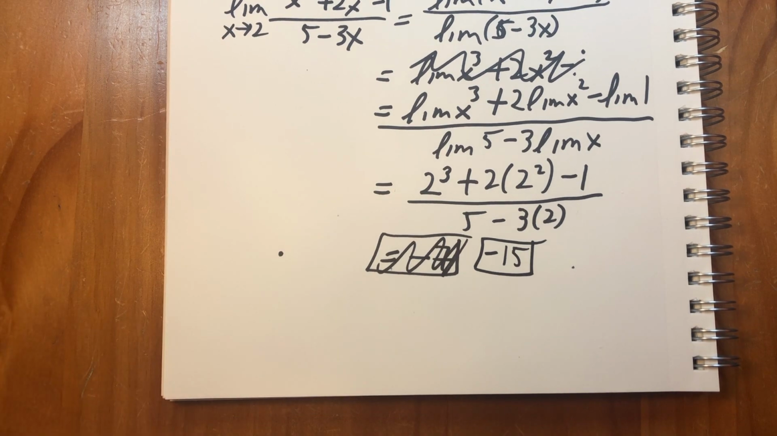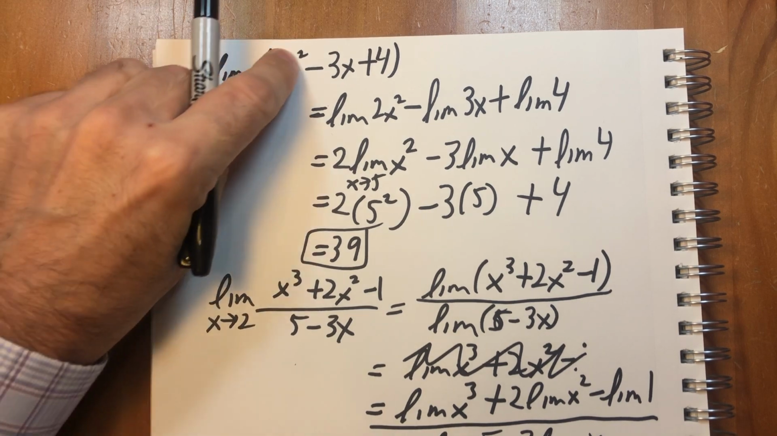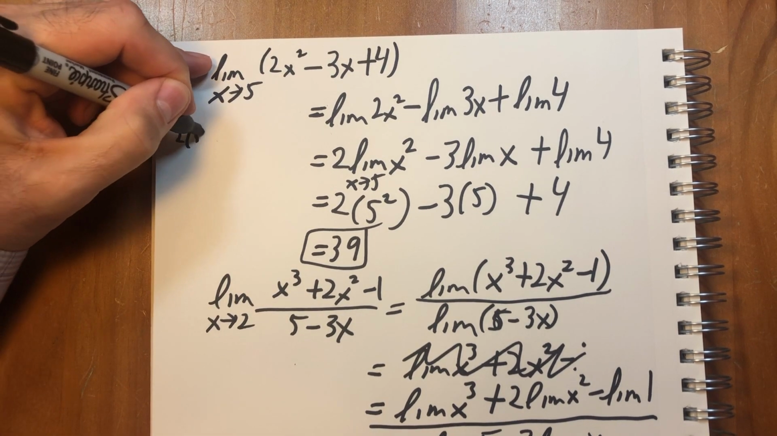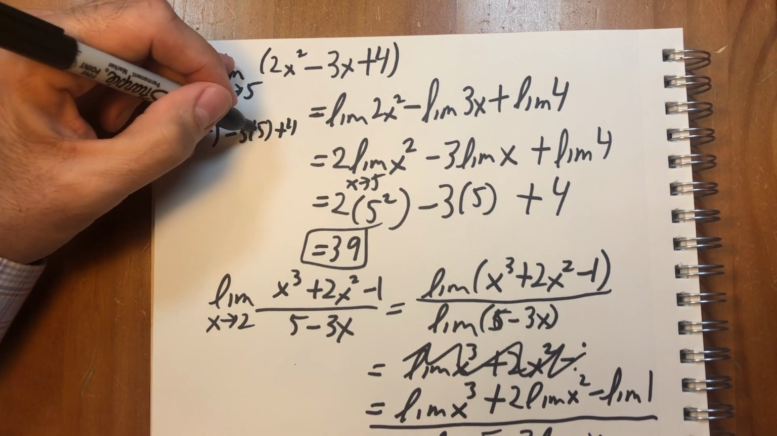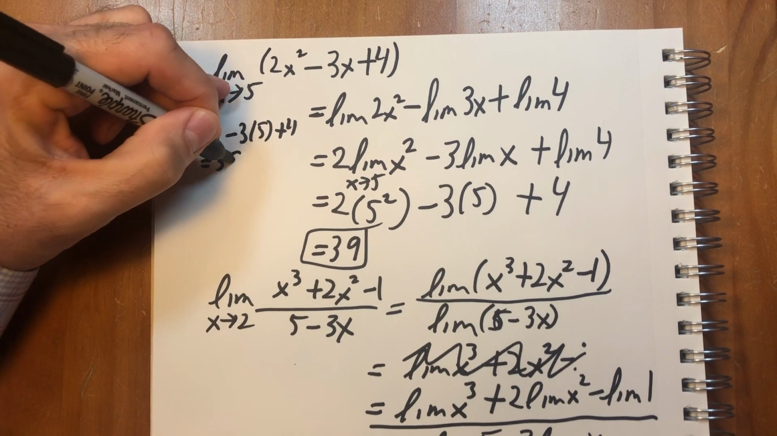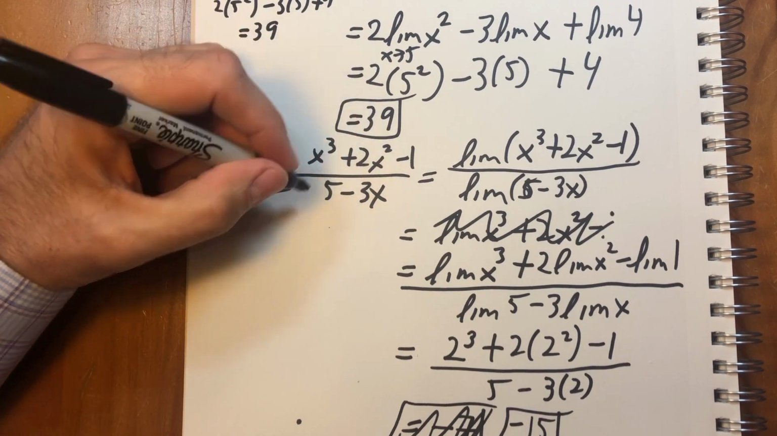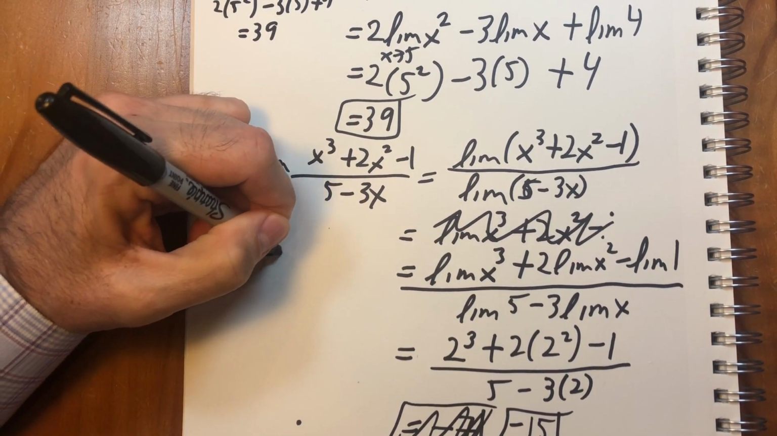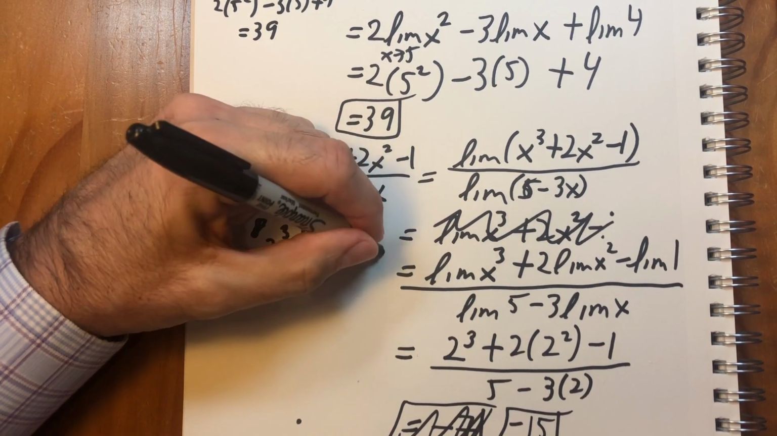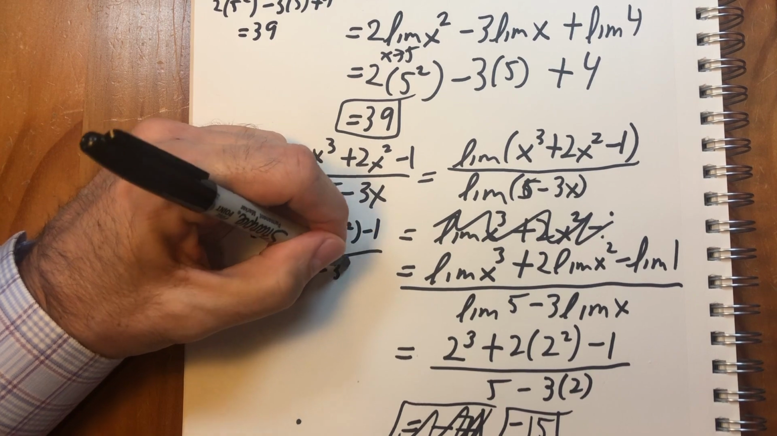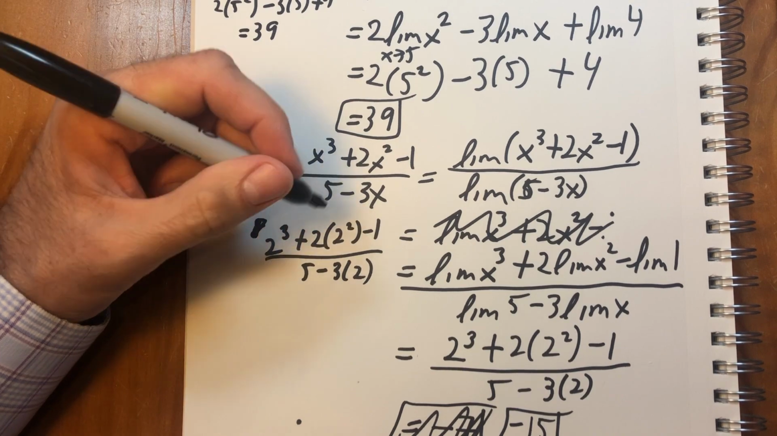Okay, good. So notice one thing about these examples. If we had just plugged 5 in directly, we would have gotten 2 times 5 squared minus 3 times 5 plus 4. That's 50, 35, 39. So we could have skipped all the limit stuff and just plugged this in directly. And it's the same thing here. If we just plug these in, it's 2 cubed plus 2 times 2 squared minus 1 over 5 minus 3 times 2, which is 8, 16, 15 over minus 1, which is minus 15.